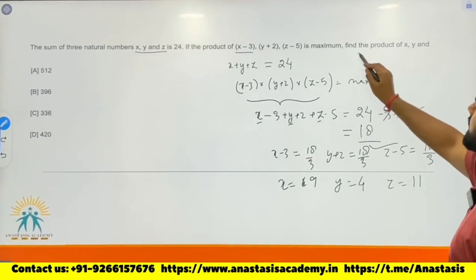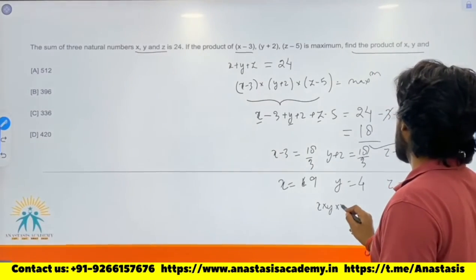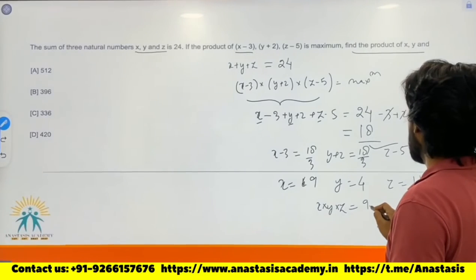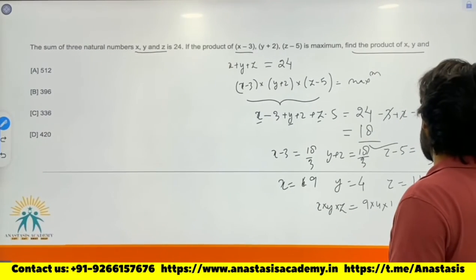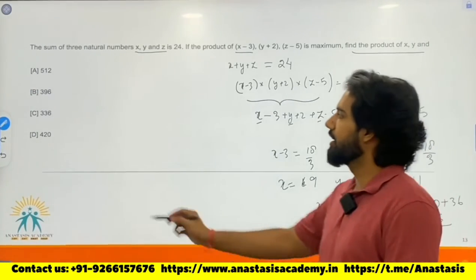So I need to find the product of x, y and z. So the product of x, y and z becomes 9 into 4, 36, and 36 into 11 is 360 plus 36, that is 396. So the correct answer to this question is option B.